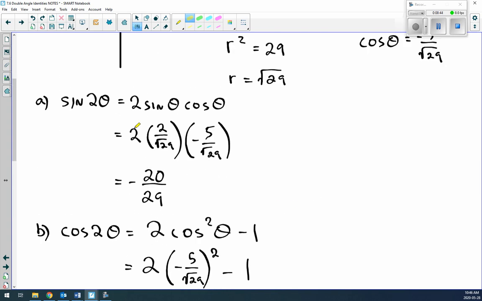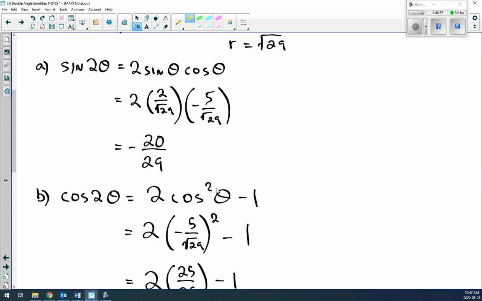So sine 2 theta, there's our formula, the double angle identity. We just plug in sine and cosine. The math is quite easy because the root of 29 times the root of 29 works out really nice. We end up with negative 20 over 29. Math is not that hard.